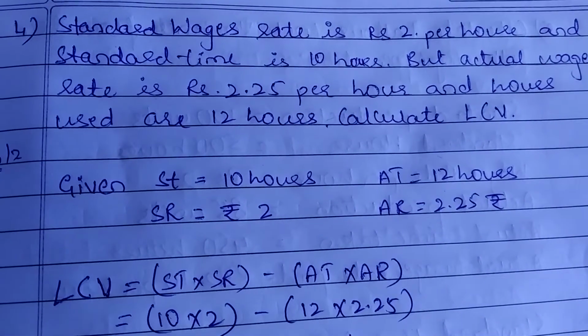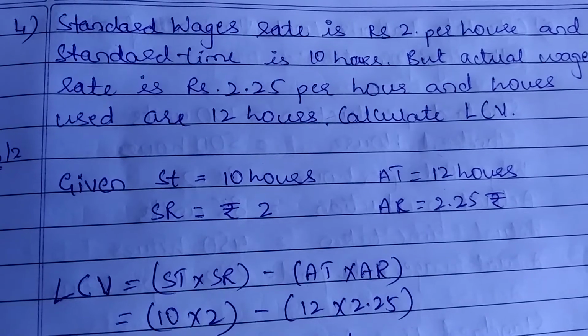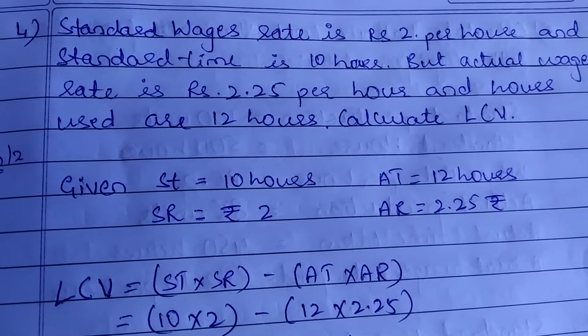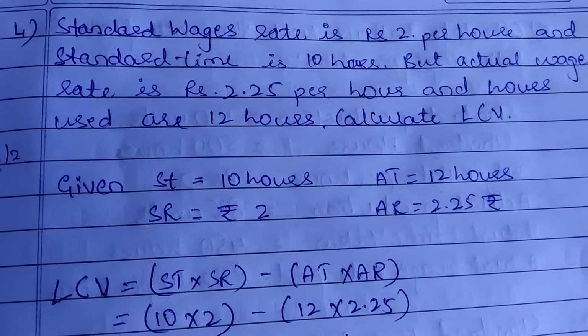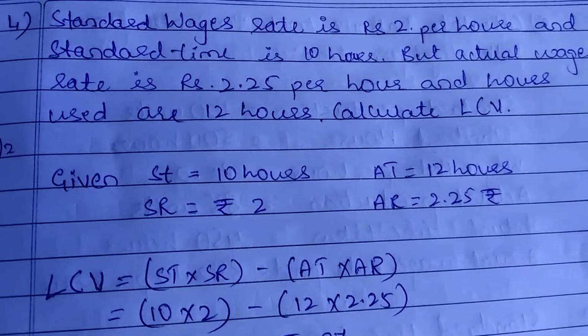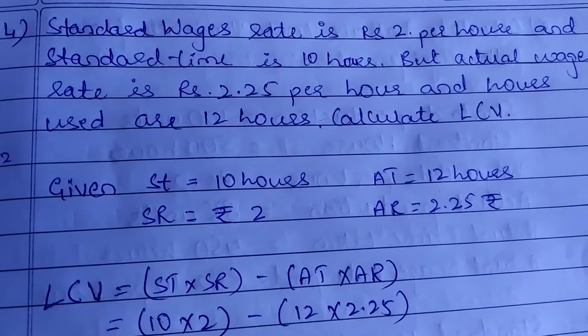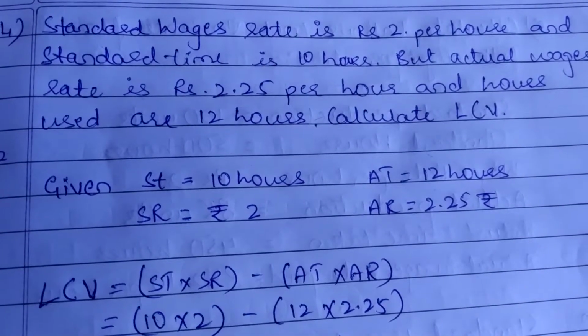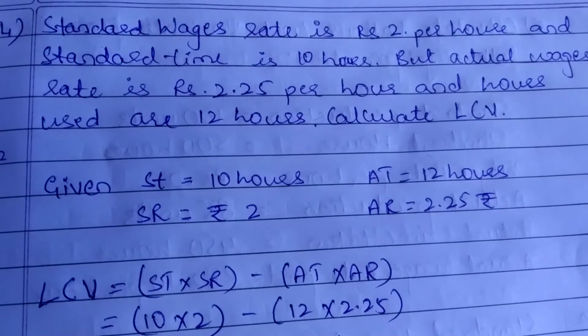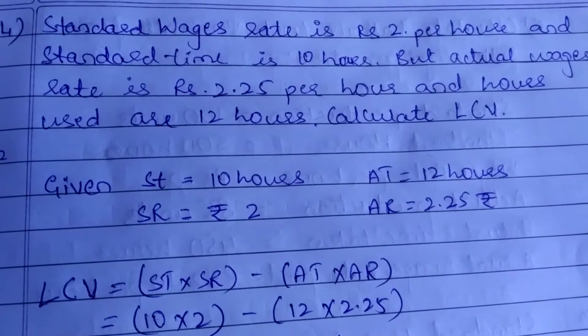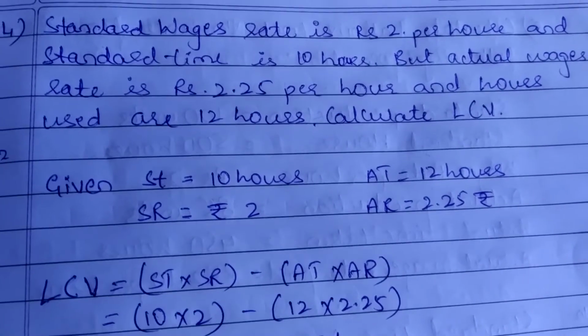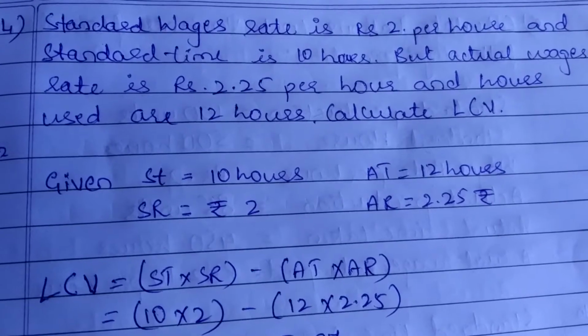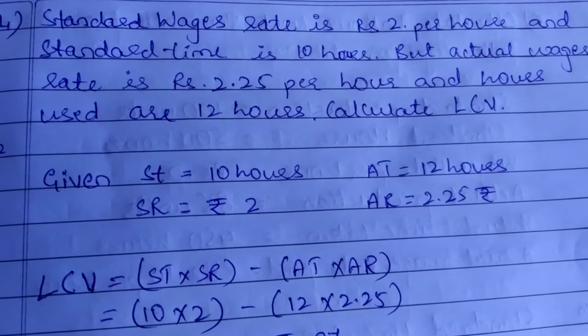So they have given you the standard wage rate, that is rupees 2, and the time taken is 10 hours. So the standard time they have analyzed is 10 hours. But the actual wage rate which they have paid is 2.25 rupees per hour, and the time taken for doing the work is 12 hours. So actual time equals 12 hours, actual rate equals 2.25.